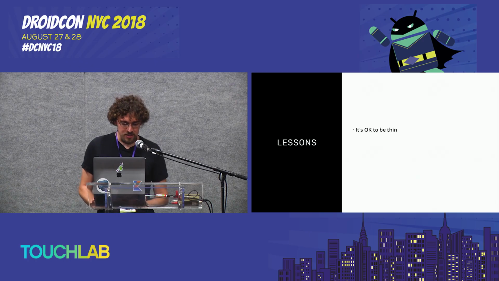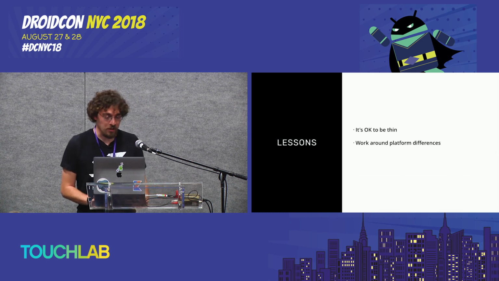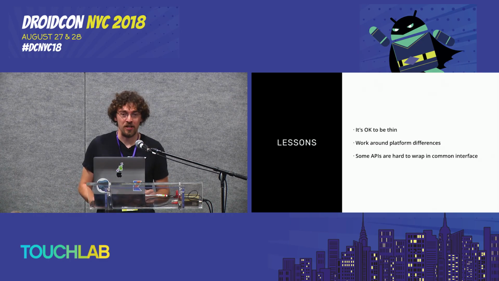So, some general lessons. It's okay to be thin. It's okay to not add a lot of new functionality. The value here, again, is in having something that you can call from both platforms. But also, you do sometimes have to do some work to make sure that the API you're exposing is the same. And sometimes that's actually pretty hard.